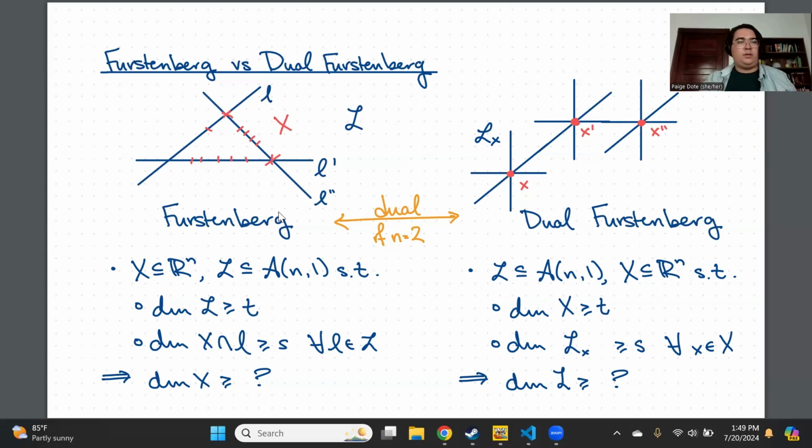I personally feel like dual Furstenberg sets should be referred to as pinned Furstenberg sets, but this is neither here nor there. In higher dimensions, we have hyperplane duality, but not with regards to lines. Let's just continue on for now.